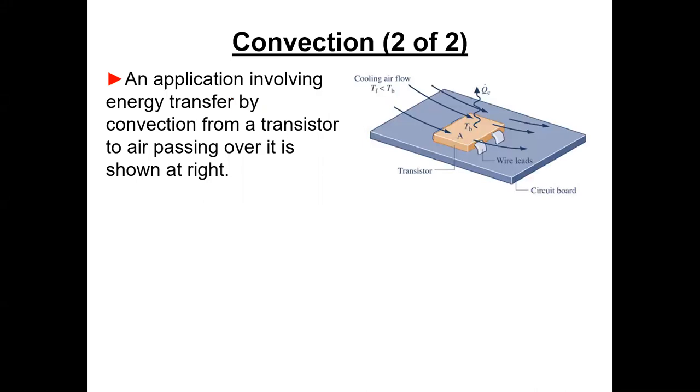Here's an example. Say we've got a transistor or some kind of a computer chip. It's processing stuff in there, so it's generating heat. So that T_B, that surface temperature, goes up. We've got to keep it from destroying itself. So you've got a fan on your computer that blows air across the chips to carry that heat away, right? So that's a convective situation, that cooling air blowing across that solid surface.